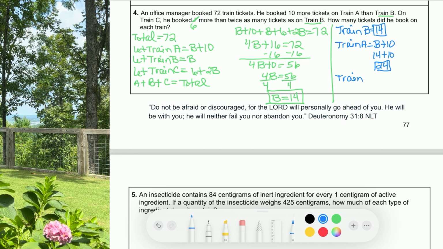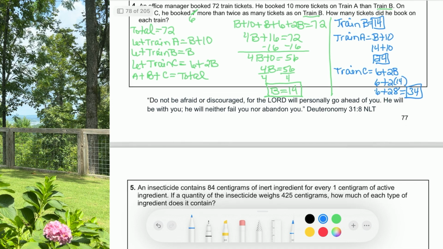Now let's look at train C. Train C was 6 plus 2B. So we'll replace the B with the 14. We get 6 plus 28, which is 34. So these are our 3 values for our train tickets.